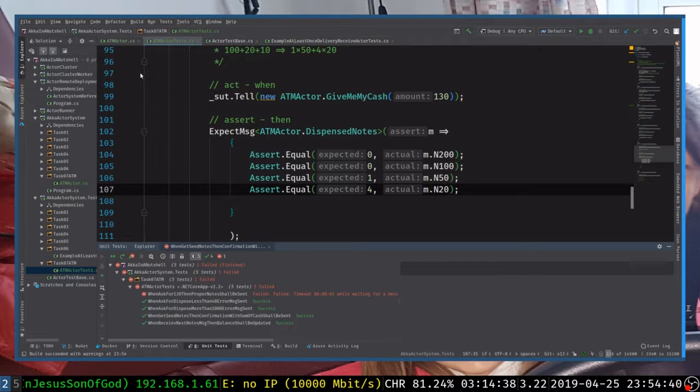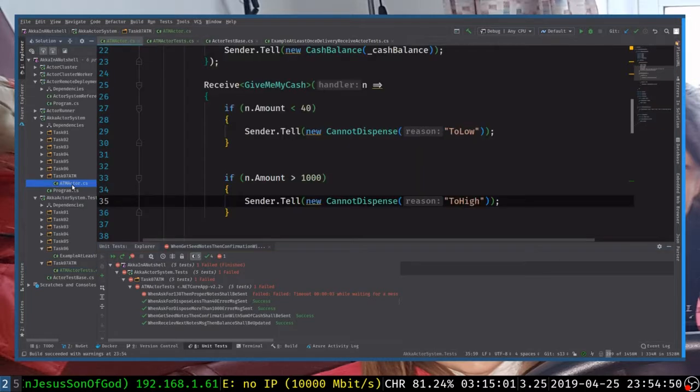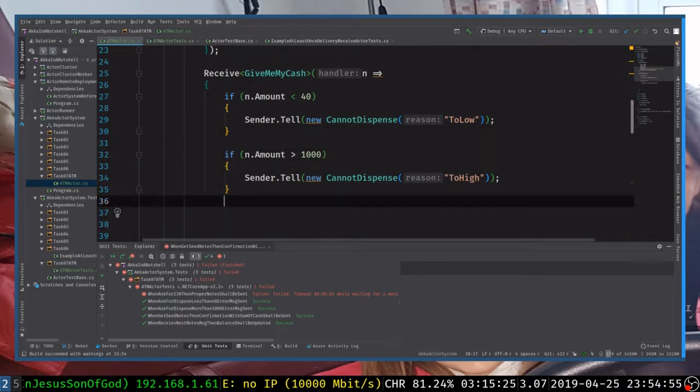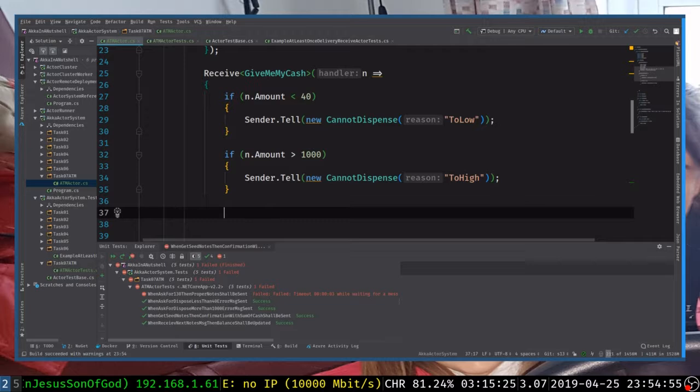Perfect. So we need to think about it. So here our guards are working now. How can we check that we can dispense the money? Okay. So let's do a first check.